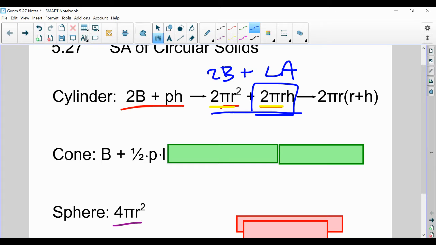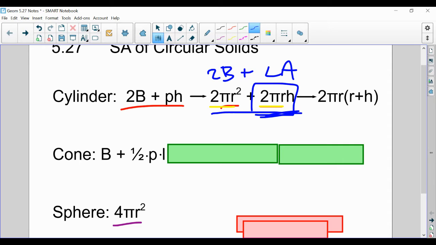And that's going to come in handy, as we'll see later, when we're looking at two shapes that are put together that we need to find the surface area of. I really only need the lateral area of the cylinder, so I'm only going to be focusing on that 2 pi r h. Just keep that in the back of your head, or keep that on your notes in front of you as we go through it.